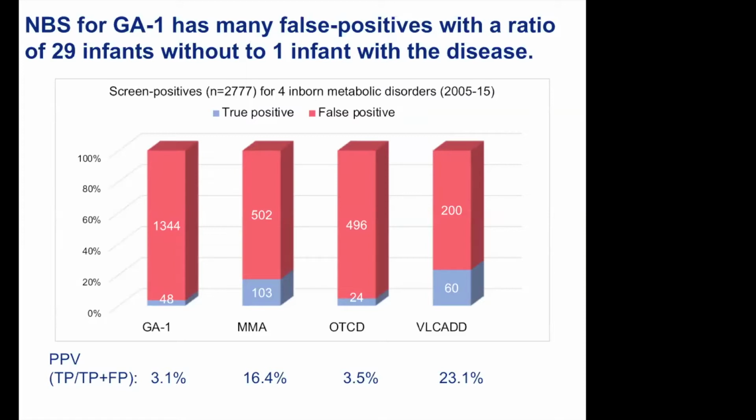The four disorders are glutaric acidemia type 1, methylmalonic acidemia MMA, ornithine transcarbamylase deficiency OTC, and very long chain acyl coenzyme A dehydrogenase deficiency. As you can see, this large number of false positives for each disorder leads to a lower positive predictive value, which is the ratio of true positives over true positives plus false positives, ranging from 3% to 23%.